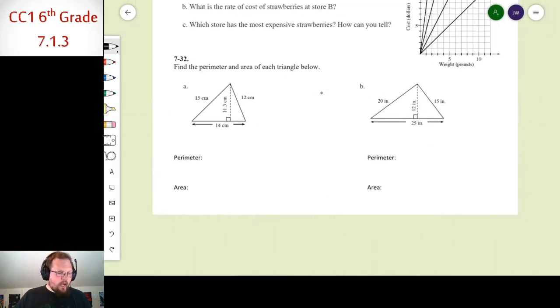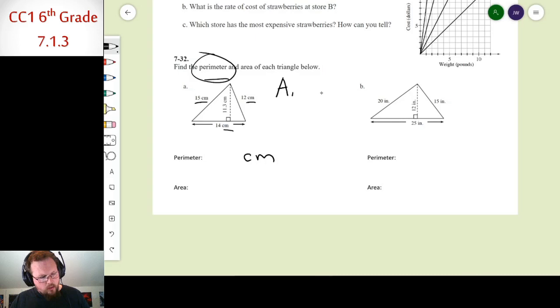Okay. I will briefly talk about perimeter for this one and this one. All I will say is that perimeter is the outside, so add those 3 together. Make sure you write centimeters. For area, you need to use the formula for area of a triangle, which you should have in your foldable. If not, it is 1/2 the base times the height. And we'll put those in parentheses. And remember that your height always makes a right angle to the base.